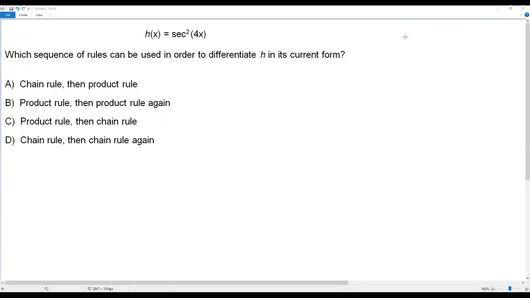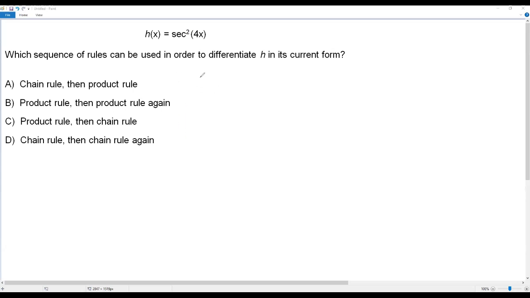Here we have an AP Calculus AB problem. Okay, let's go to the information. There is a function given over here: h of x equals secant squared of 4x. Which sequence of rules can be used in order to differentiate h in its current form? So we have to find the derivative of the given function h of x. For that, which sequence of rules can be used in the given answer choices?